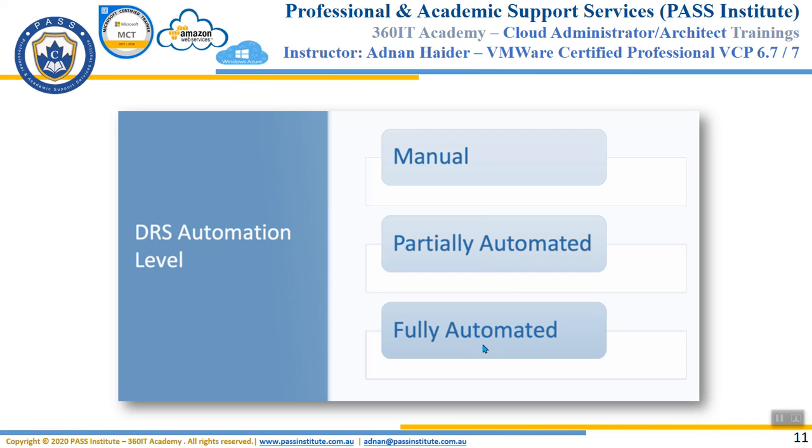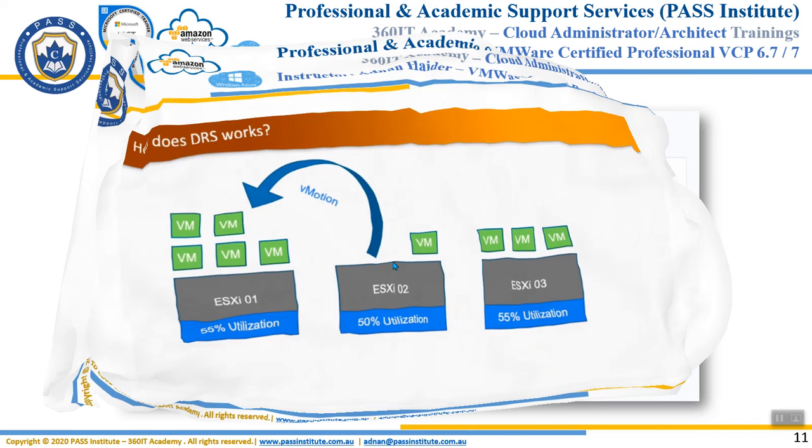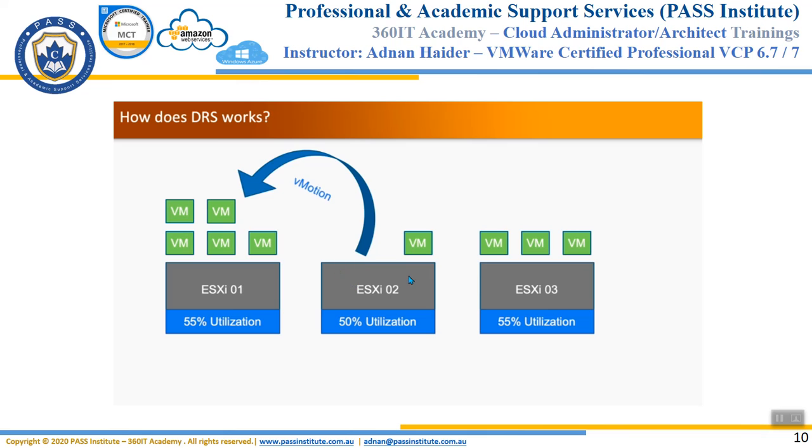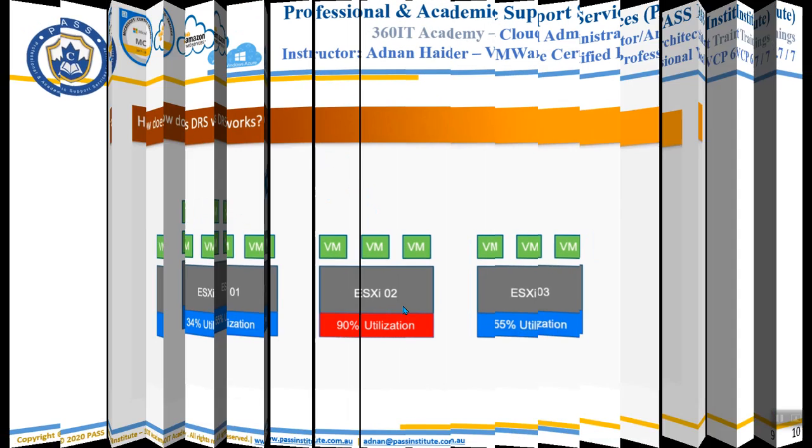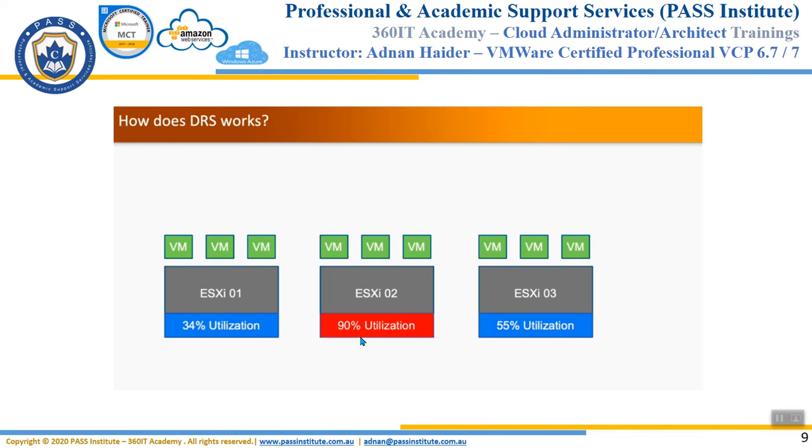In manual mode, DRS keeps on monitoring the ESXi hosts. As soon as it sees that this ESXi2 is 90% utilized, instead of moving any VMs, it will provide a recommendation to the VMware admin. It won't take any action. It will provide a recommendation to the VMware admin. That is known as manual mode.